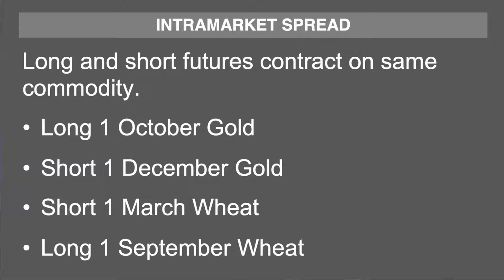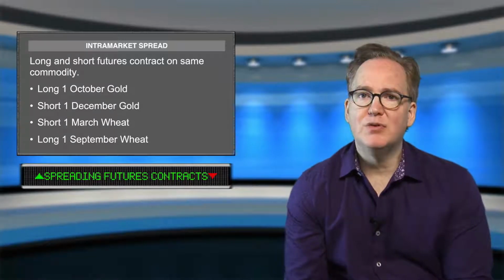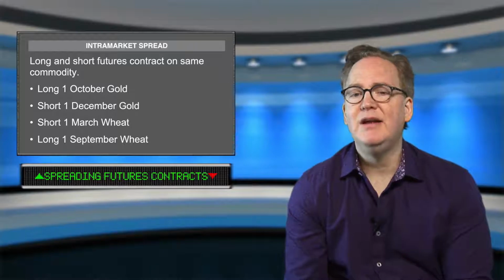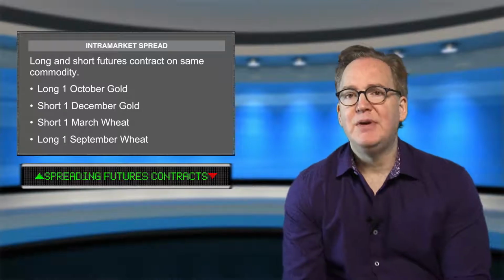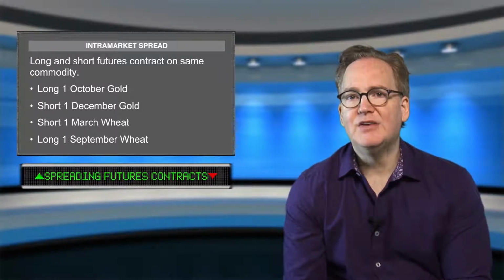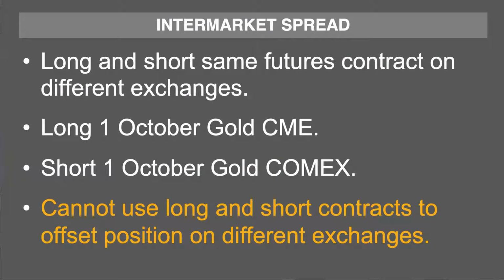Now, if we go short March wheat and long September wheat, well, we are short the nearer month and long the deferred or the distant month. Therefore, we are bearish on wheat. What you do with the near-term contract determines whether you are bullish or bearish on the underlying commodity. And here we have an intra-market spread. These are examples of people who have gone long and short contracts on the same commodity on the same exchange, simply in different delivery months.